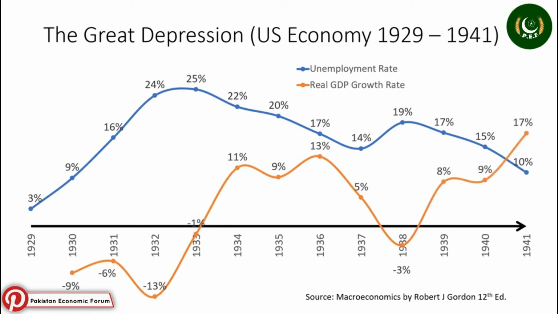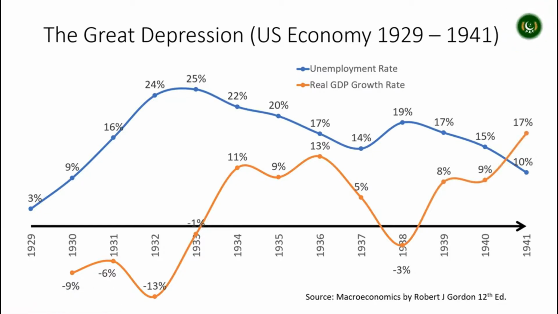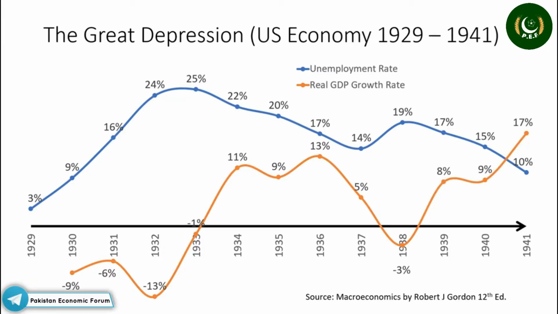We can also see the growth rate of real gross national product. The real gross national product fell by 30% between 1929 and 1933 and did not reach the 1929 level again until 1939.